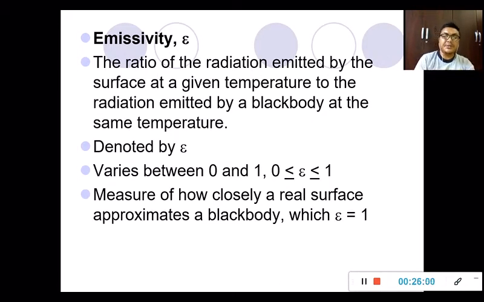Okay, the next variable is emissivity. It is the ratio of radiation emitted by the surface at a given temperature to the radiation emitted by a black body at the same temperature, denoted as epsilon. It varies between 0 and 1, of course. It is a ratio, a measure of how closely a real surface approximates a black body. If emissivity is equal to 1, the surface is a black body and has black body characteristics.